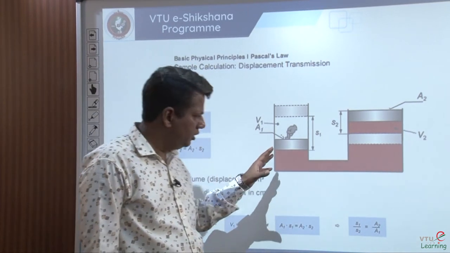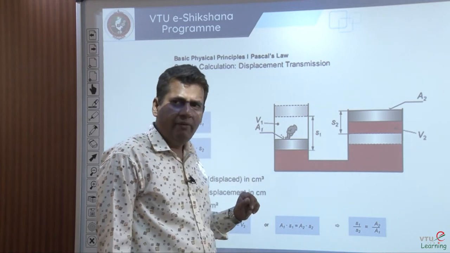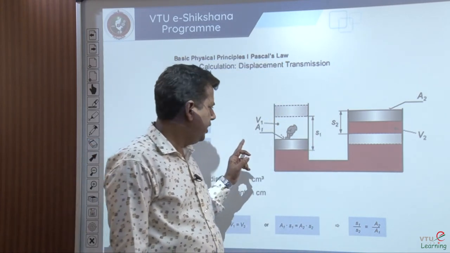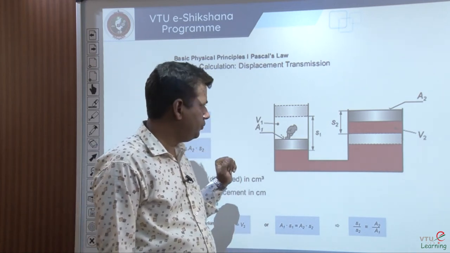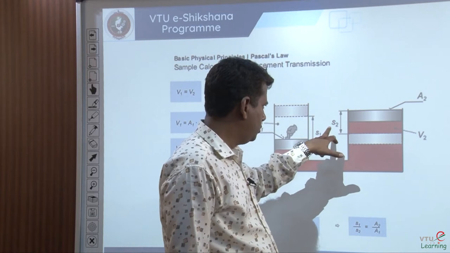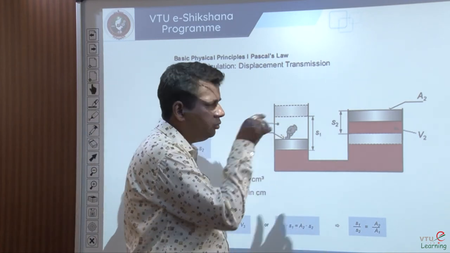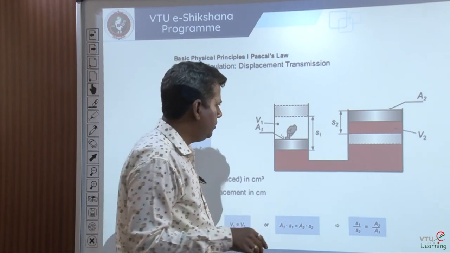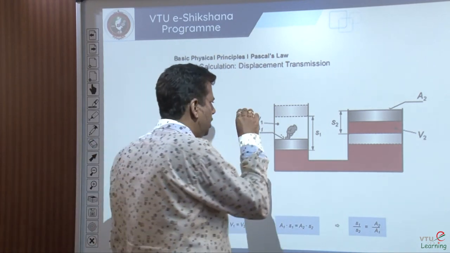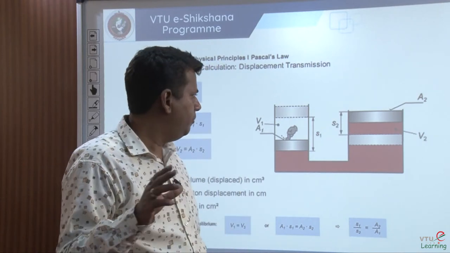So if you look into this image, you will find that some variables are there, like A1. A1 is the area of the piston on the input side, A2 is the area of the piston on the output side, V1 is the volume of the piston for the corresponding stroke S1, and V2 is the volume covered for the corresponding stroke S2 of the piston, right? So what I mean to say is, A1 and A2 are the associated areas of the pistons, S1 and S2 are the associated stroke lengths of the pistons, and V1 and V2 are the volumes associated with the respective small and big pistons, right?